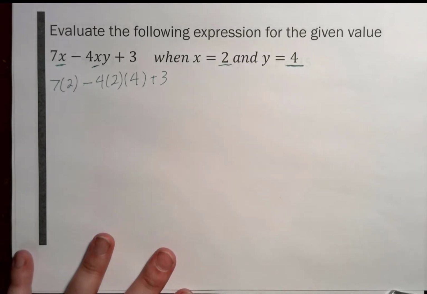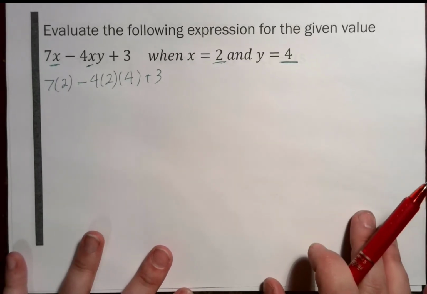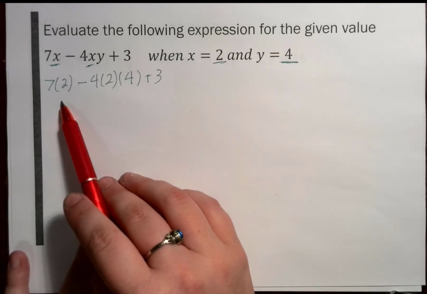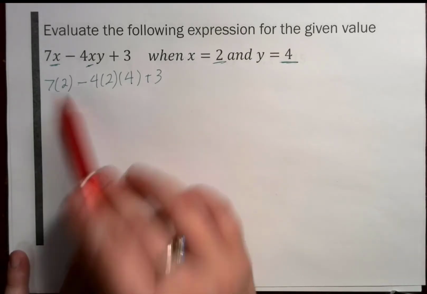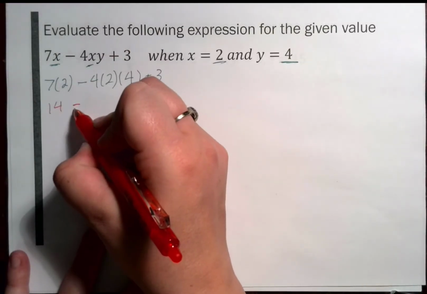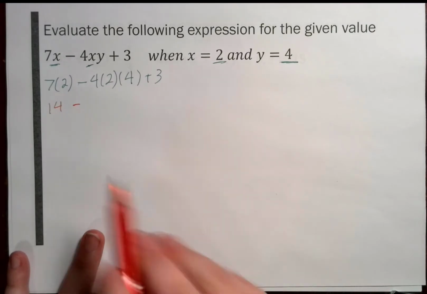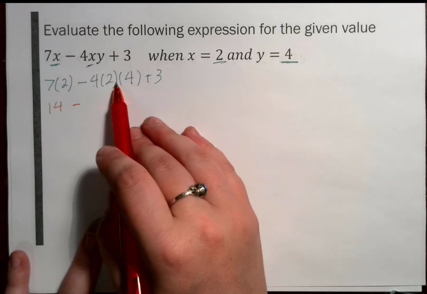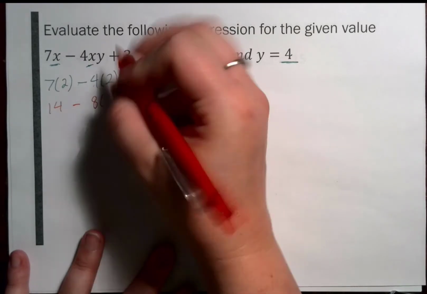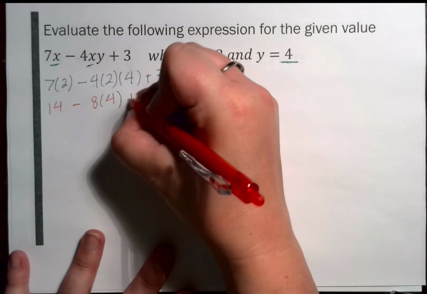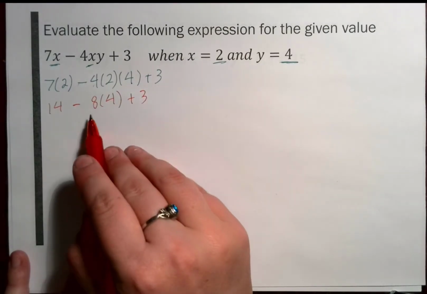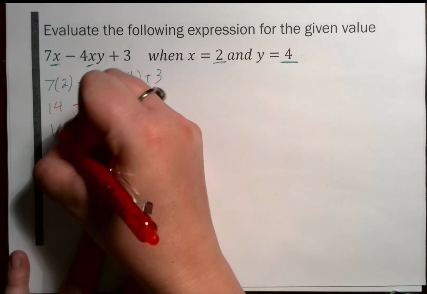Okay, we have no grouping symbols that we have to simplify. We have no exponents, so we're going to work multiplication, division. So 7 times 2 is 14. Now remember, we always work left to right. So we're going to do 4 times 2 first. Okay, 4 times 2 is 8. We still have a multiply before we can do our add and subtract. 8 times 4 is 32.